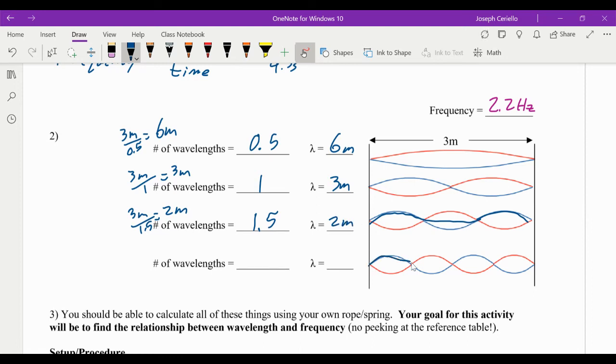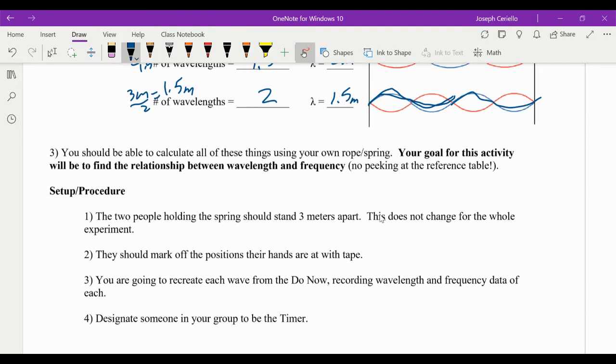And the last one, this is one wave, this is 2 waves. So we have 3 meters over 2. 1.5 meters is our wavelength. Think about that for a second. This distance here of one wavelength is half of this 3 meter distance. So that kind of makes sense.